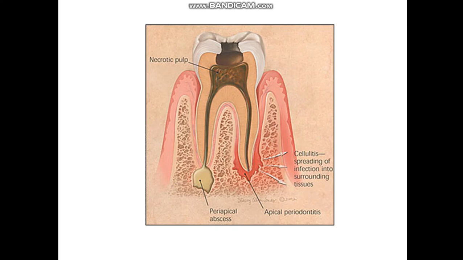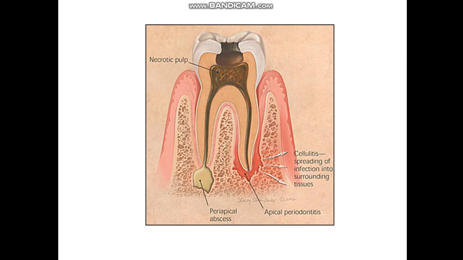So the infection spreads to the pulp, and the pulp gets infected. Now, if there is no treatment of the pulp, the pulp gets necrotic, and pulp necrosis occurs. In this case, the bacteria might spread through the root canal to the region of the periodontal ligament, causing infection of the periodontal ligament and inflammation. In this case, the periodontal ligament is swollen.